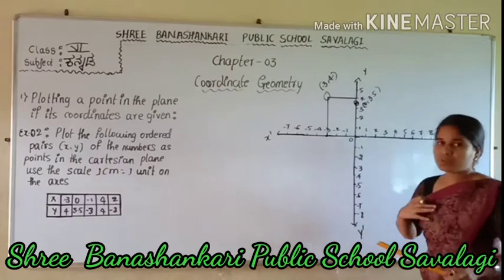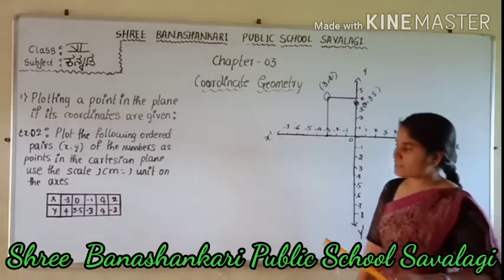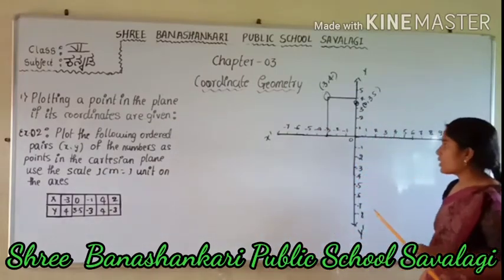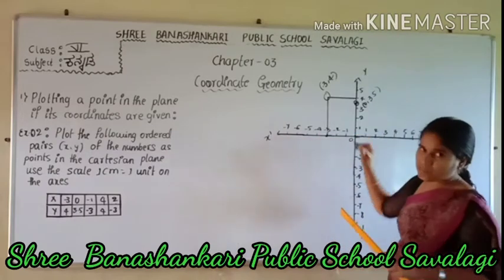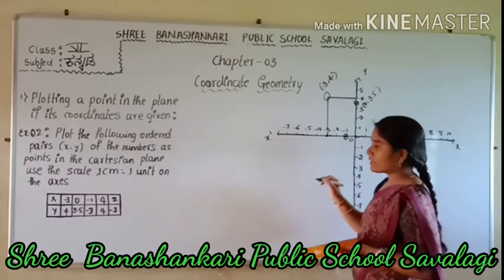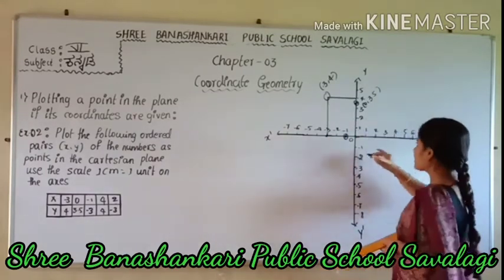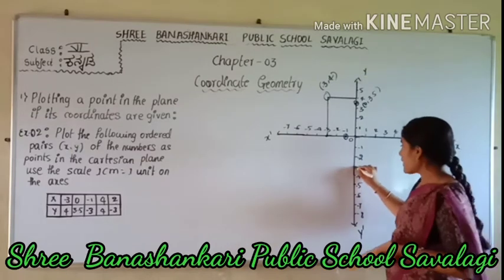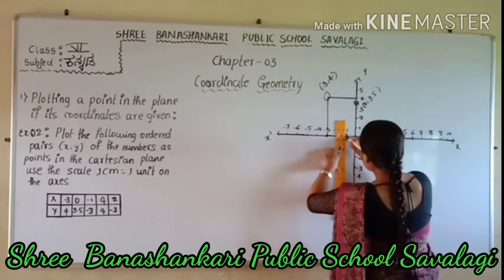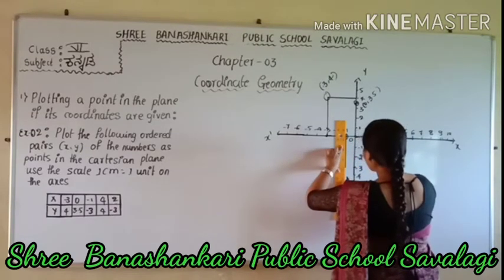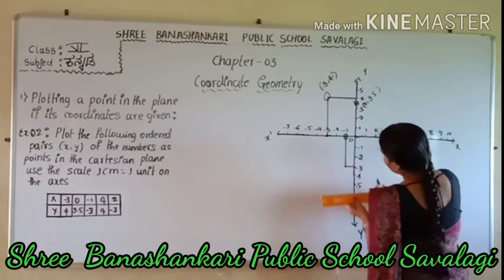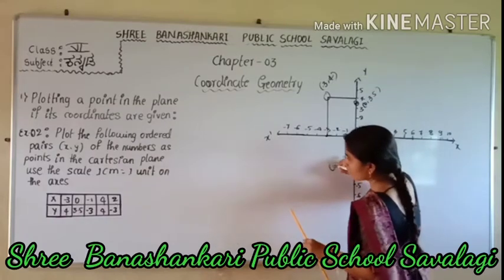And next we go for another point, that is minus 1 and minus 3. Here minus 1 is the x coordinate. Minus 1 means that it comes on the negative direction of the x axis. Here it is the minus 1, and the y coordinate is minus 3. The y coordinate minus 3 comes here, and now draw the perpendicular lines to each other. The point where these two perpendicular lines meet is the location of the given coordinates.